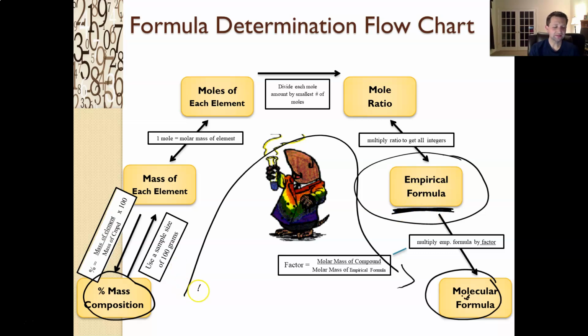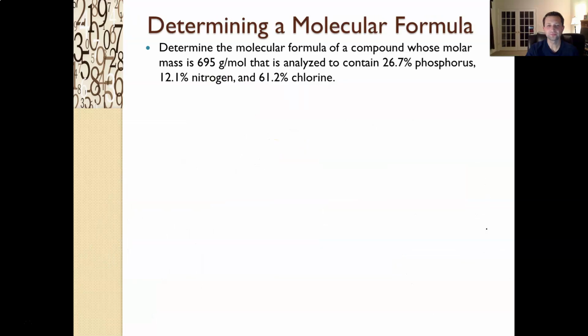So literally the first 1, 2, 3, 4 steps of this is a complete review of about 20-ish minutes ago, at the beginning of this lesson. Okay? So let's go through and get the empirical formula, and then all we have to do is find our factor and go from there. So I'll walk us through it. We'll get it over with. So 26.7% phosphorus. Let's pretend we have 100 grams of this.